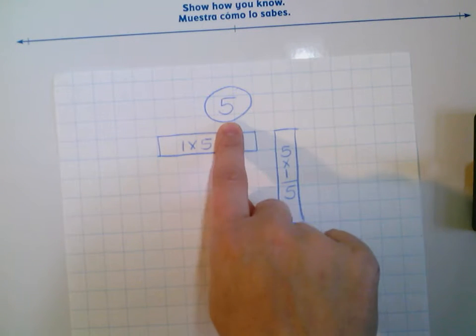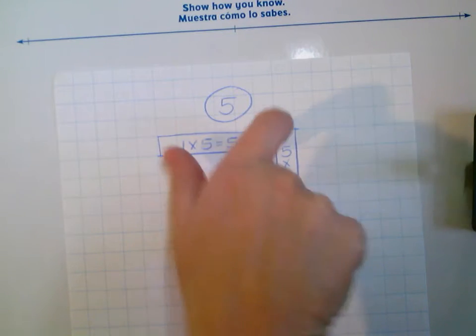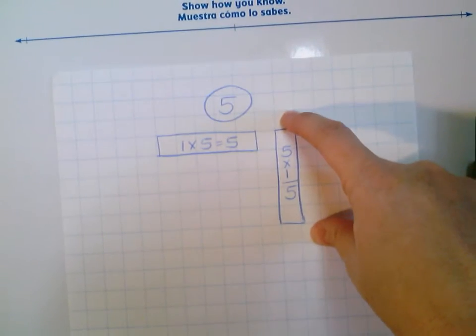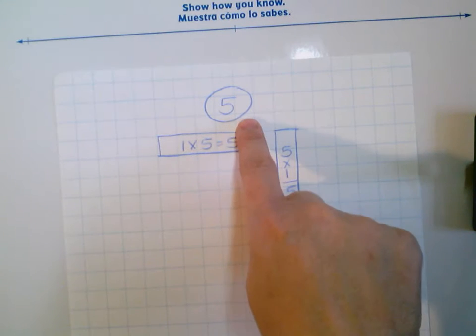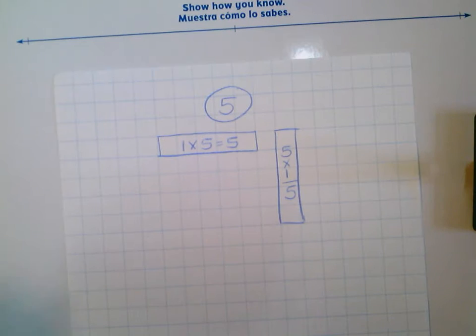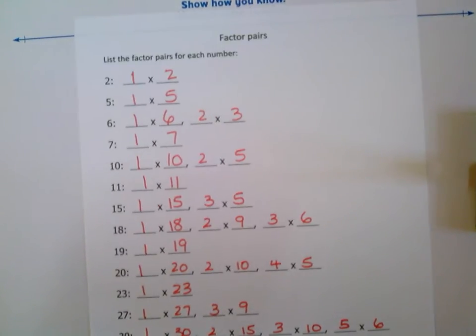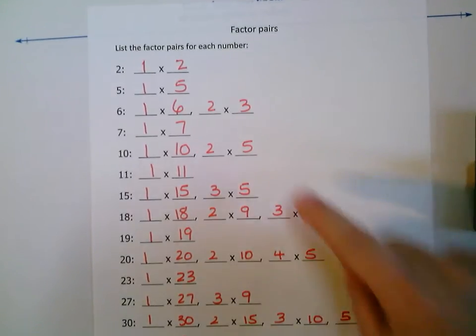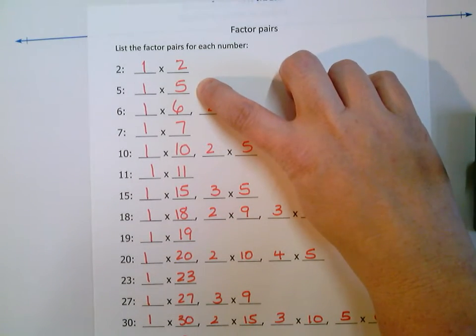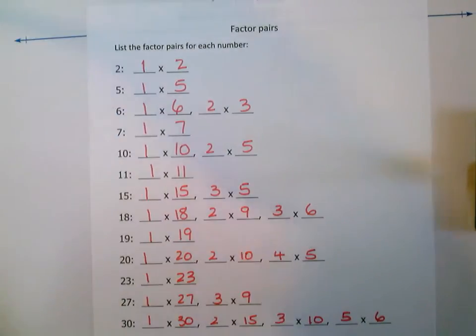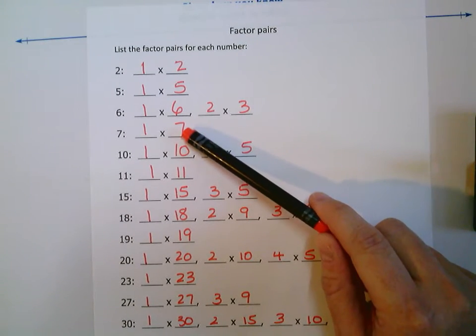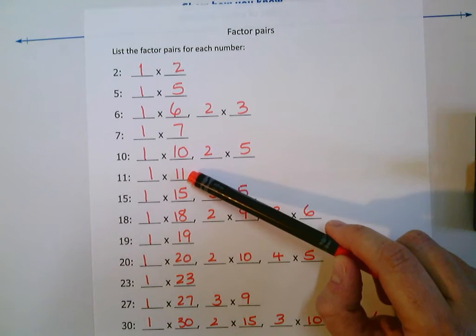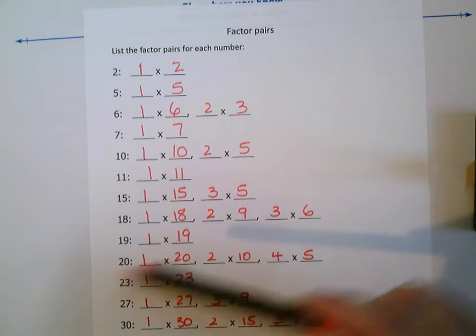So here for 5, I have 1 times 5, and I could turn that rectangle, right? And I have 5 times 1. But these are the same factors. 5 only has one factor pair. Okay, and if we look here on our list from yesterday, our factor pairs list, you'll see 5 isn't the only number that only has one factor pair. We have quite a few numbers that only have one factor pair. And there is a special word for that type of number.